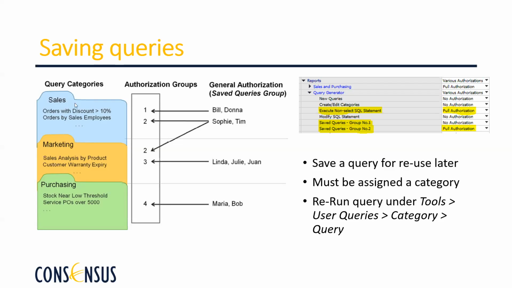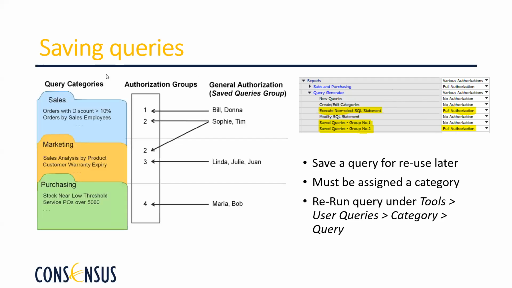Now, how the system handles this is you have query categories here. In this example, we have sales, marketing, and purchasing, and you can see individual queries underneath them. Each category of queries could hold an unlimited amount of queries. Each category has authorization groups that have visibility to the category. If you look on the right-hand side of the screen here, there's a preview of the authorizations in the system, and these authorizations are assigned to the categories.